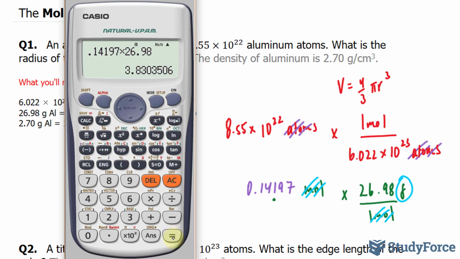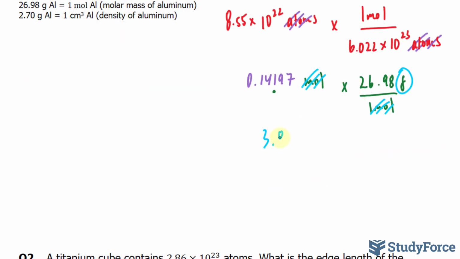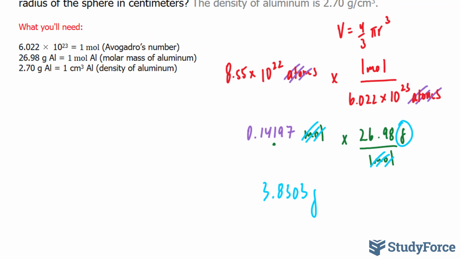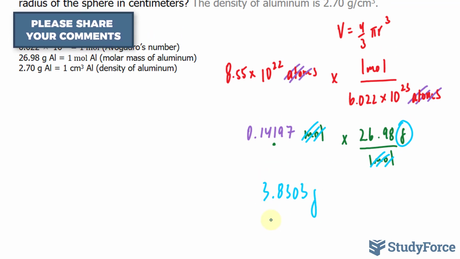We get 3.83035. So I'll write down everything up until this 3, even though I know that this 3 is the last significant figure. 3.8303 grams of aluminum. Now I want to convert this number using the density of aluminum.